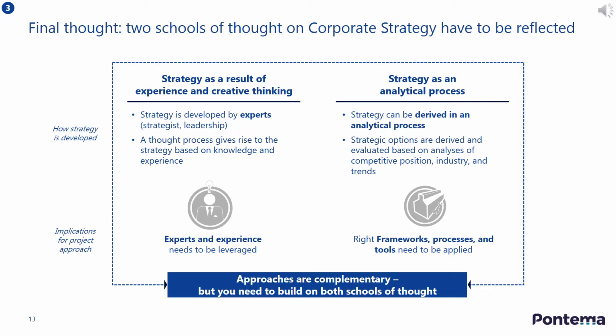A final thought as you complete this Introduction to Corporate Strategy lesson. Developing the strategy thinking should be a combination of two schools of thought. Firstly, it should be developed by a thought process based on senior management experience and creative thinking. And secondly, it should also be derived through an analytical process whereby options are presented to senior management based on data and qualitative reasoning of the organization's competitive position, industry, and trends. Although the approaches are complementary, striking a balance between both schools of thought is needed to secure the buy-in of all stakeholders and to ensure the best quality of decision-making.